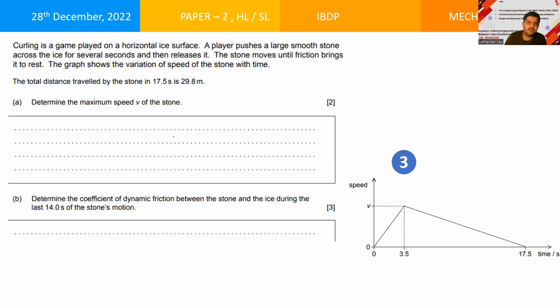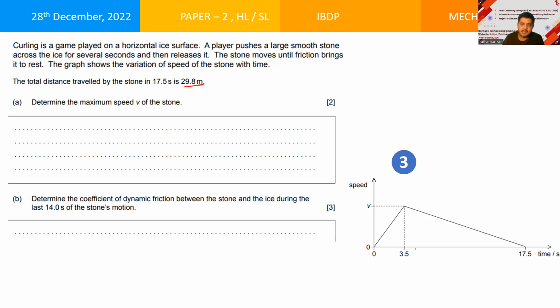Curling is a game. Okay, fine. So you have ice, you are just pushing the stone. He's asked you to find out what is the maximum speed V of the stone. Now you see, if this is V, what is he given here? He has given you the distance. The total distance is given in 17.5 seconds. This distance is 29.8 meters.